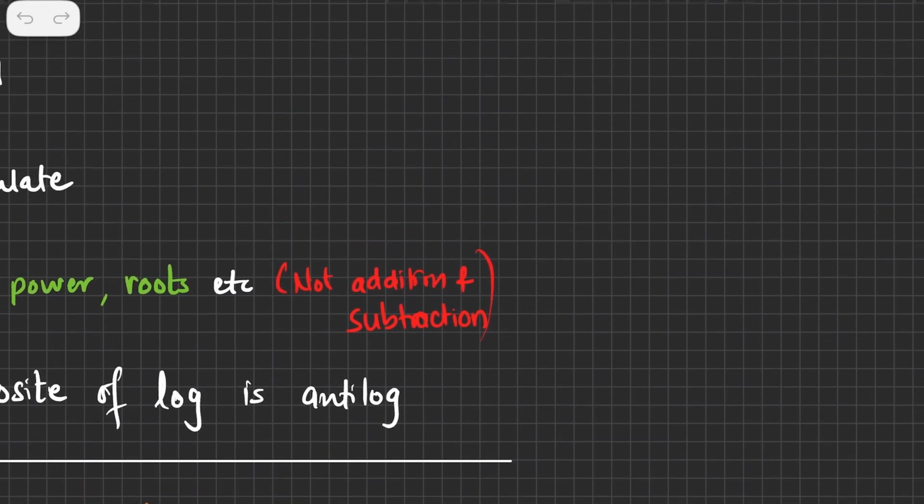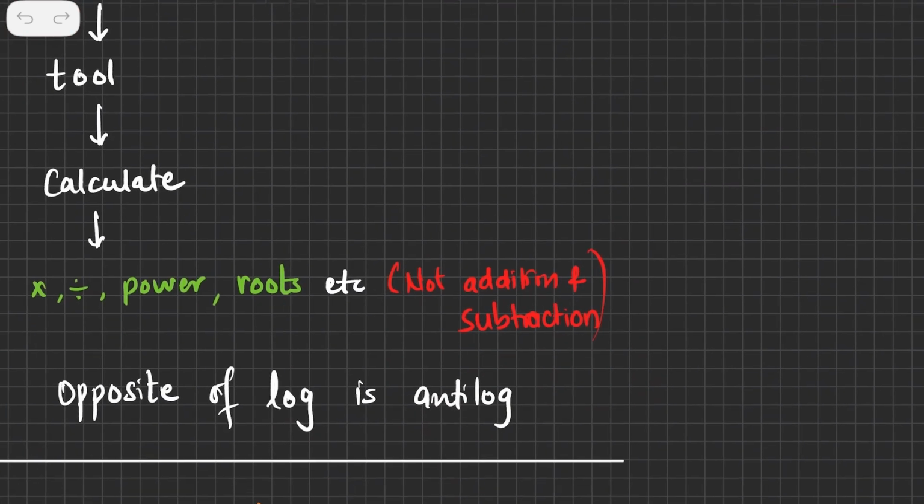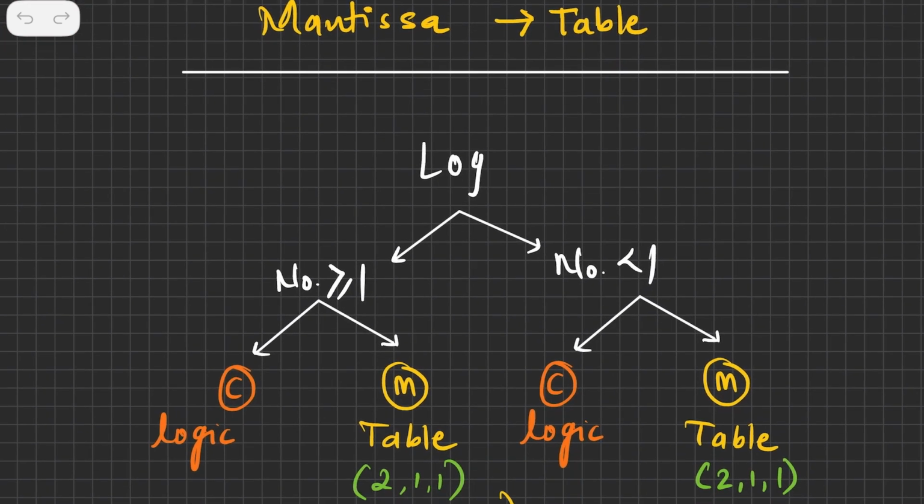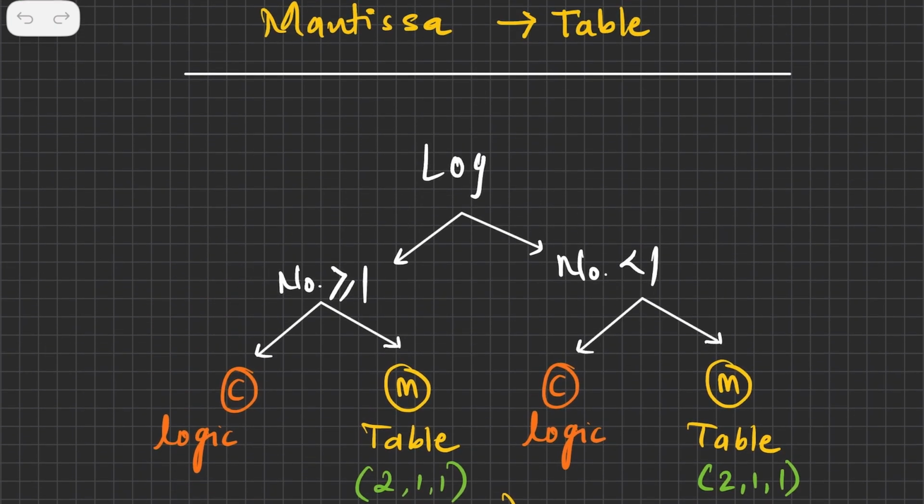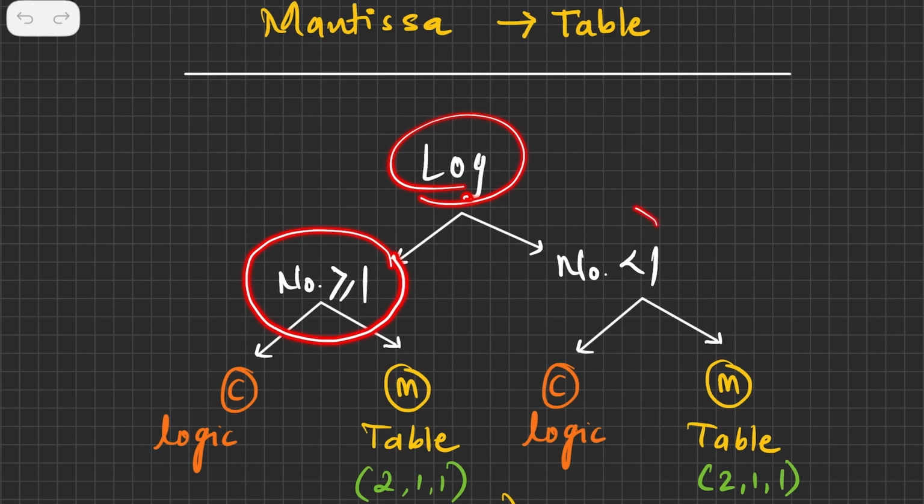We are going to discuss this part today, and in the previous video we had discussed a part of what logarithm was. So logarithms can be found out for two kinds of numbers: the number greater than or equal to 1, and the number which is less than 1. In the previous video we had done this for numbers greater than or equal to 1.